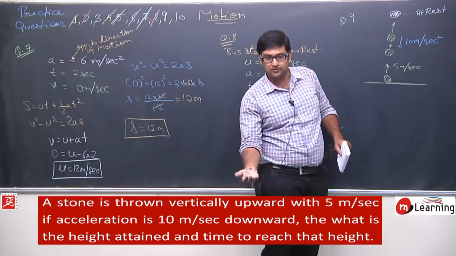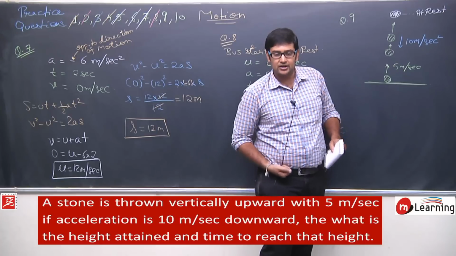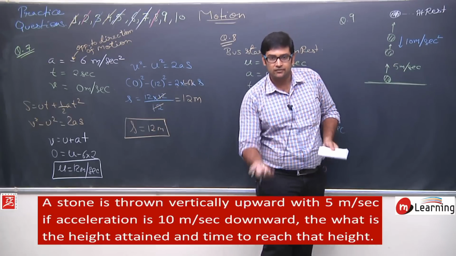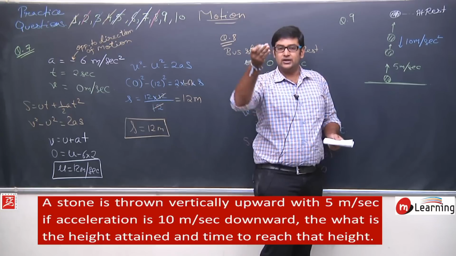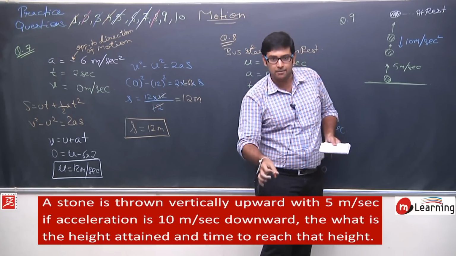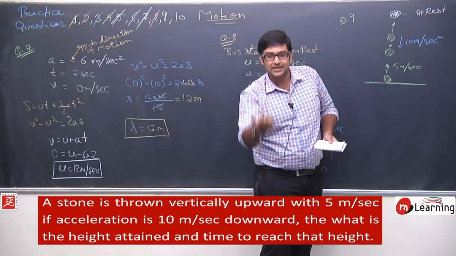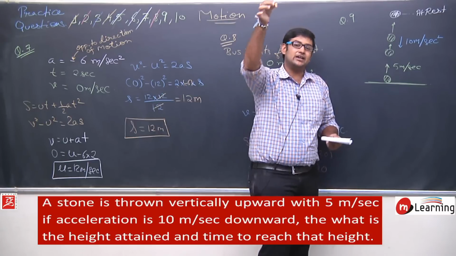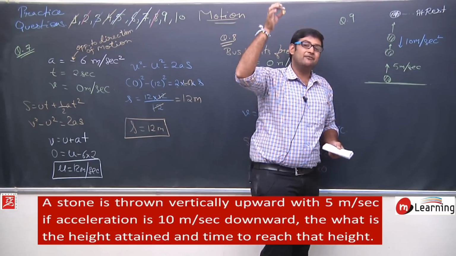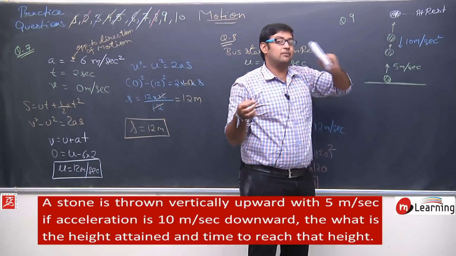If I throw a stone, for example, consider this chalk. If I throw the chalk like this and then catch it again, what will happen? It will go to some point, stop there, and then come back. So if I throw it in the upward direction, I am initially giving it some velocity, and finally in the air it comes to rest. So at this point of time the velocity of the stone will become 0.